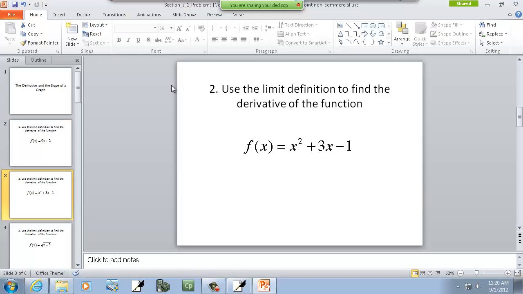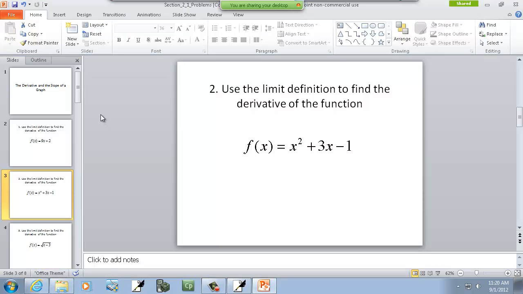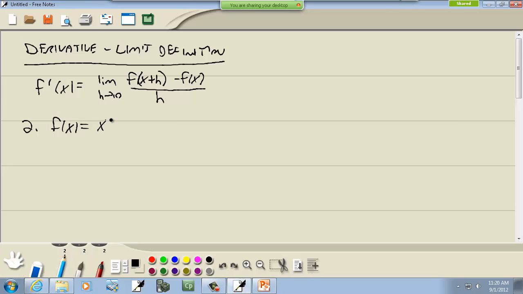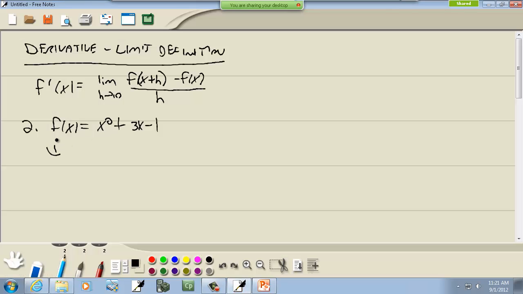So let's look at our next problem. Okay, so we got f of x is equal to x squared plus 3x minus 1. And we want to use the limit definition to find the derivative of the function. First step, identify f of x. Well, that's easy. It's given. Second step, we want to find f of x plus h.